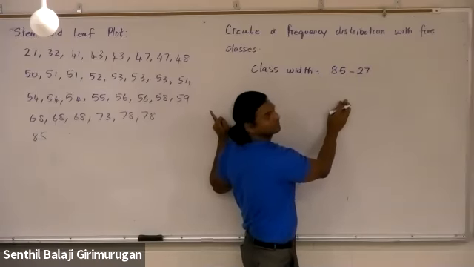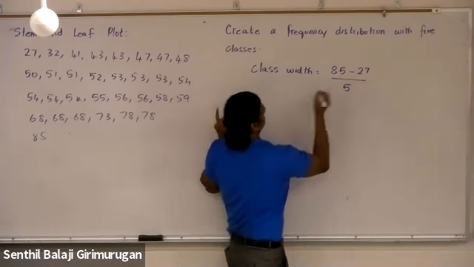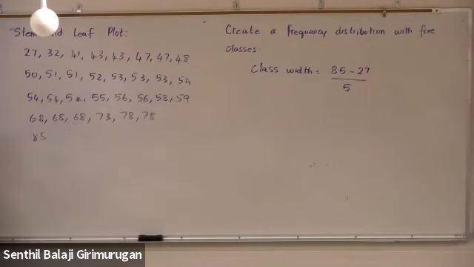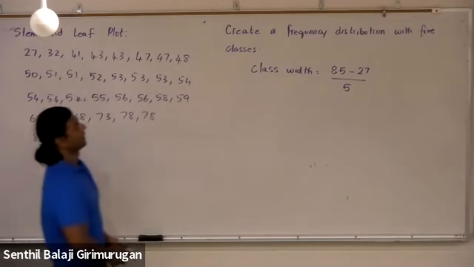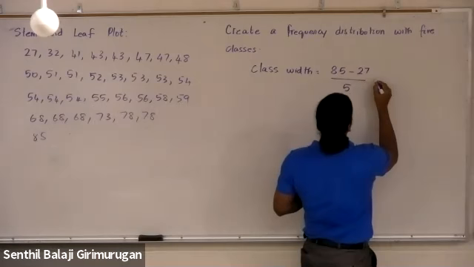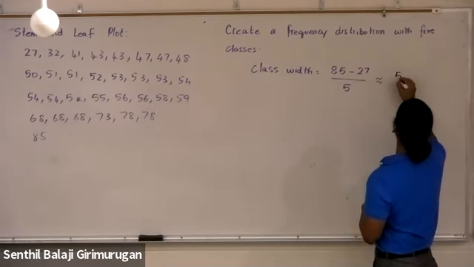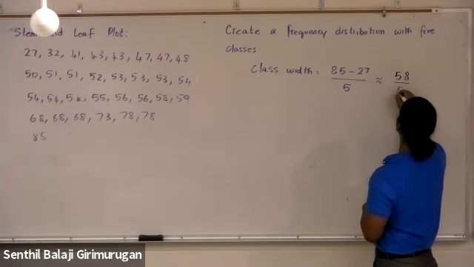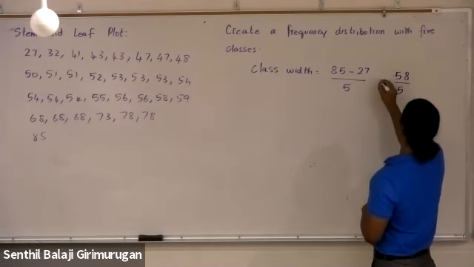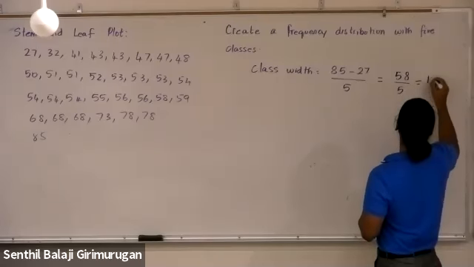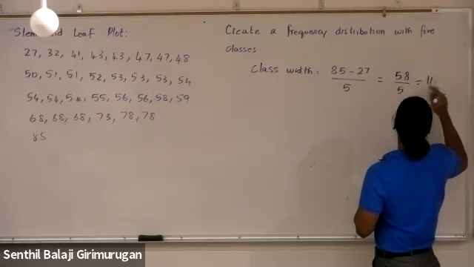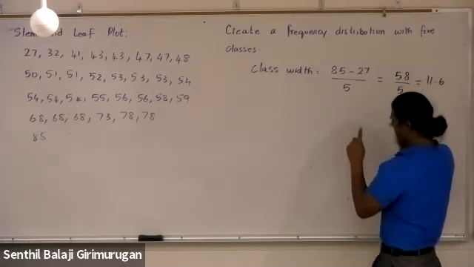And then you would divide that by 5, right? So 85 is the maximum, 27 is the minimum, and what is that 5? The number of classes that we chose. So 85 minus 27 is 58, and divided by 5, that would be 11.6.